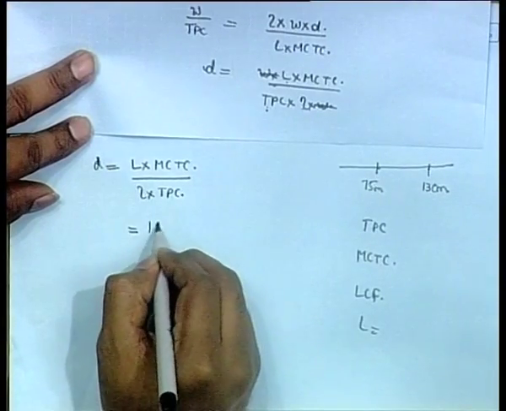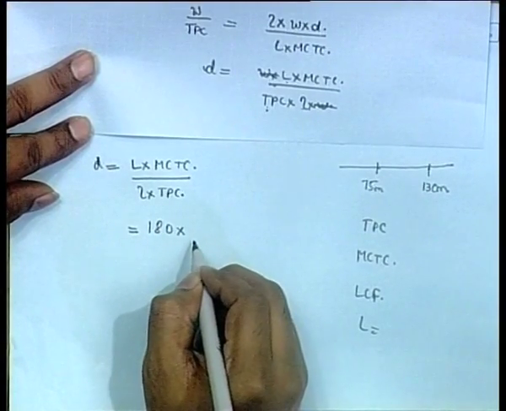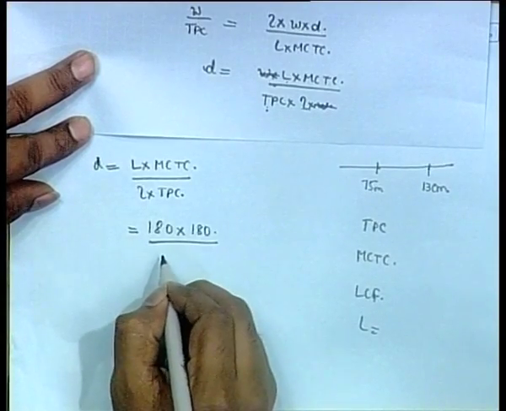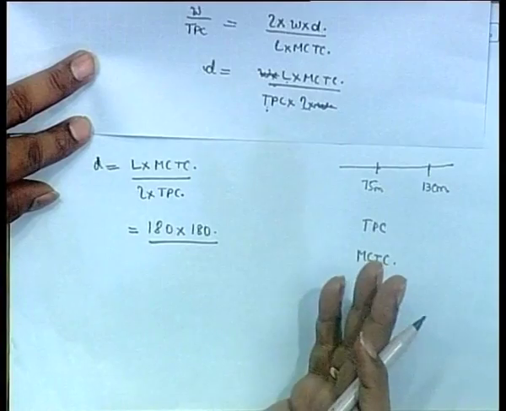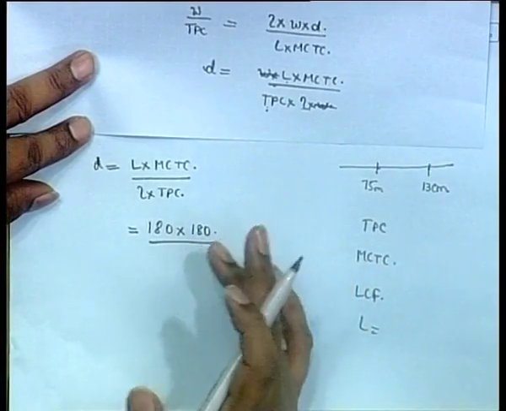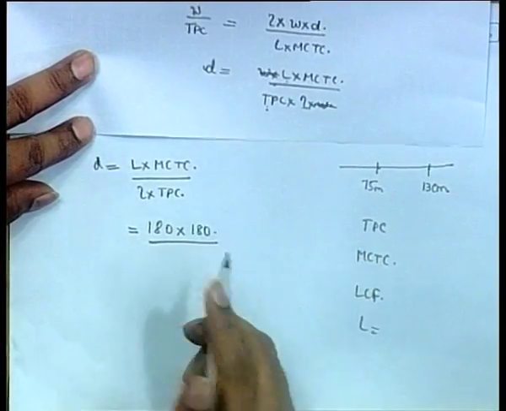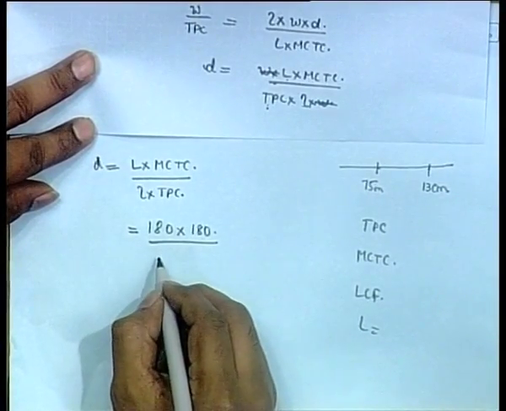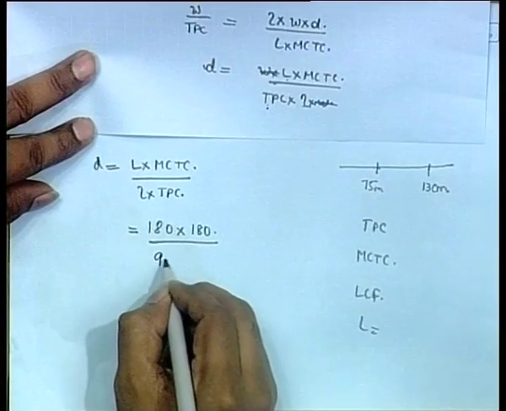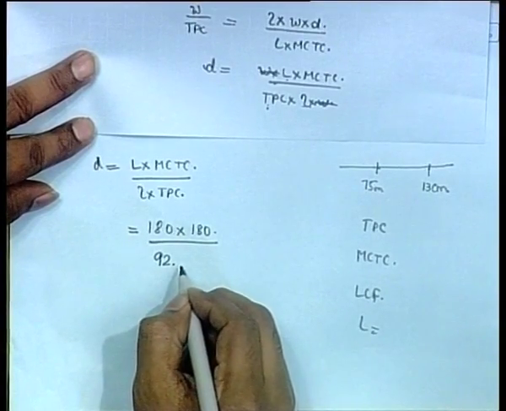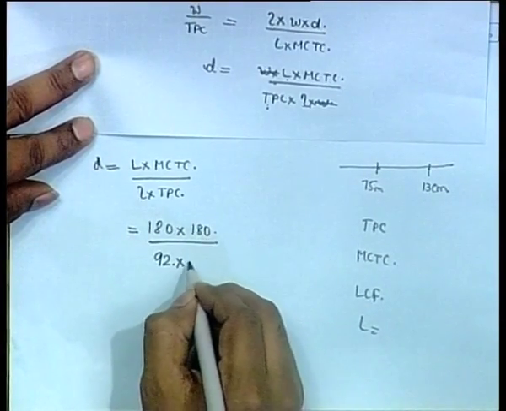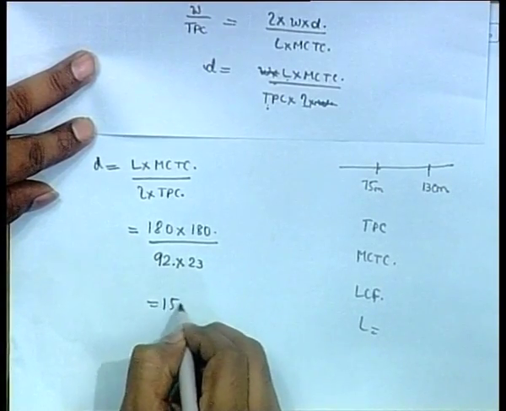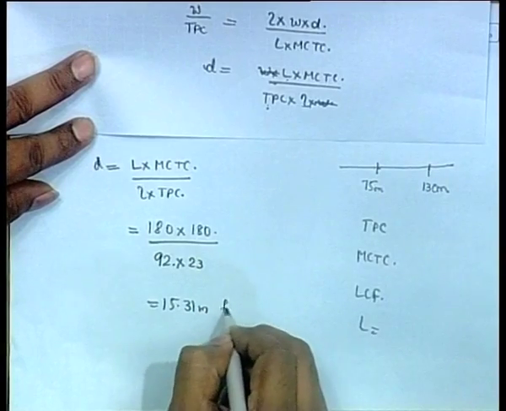Now, this is given, 180 is your length of the ship, MCTC is again given to be 180. The only problem here is to know exactly what each of these small l, capital L, small w, d, etc. is. Everything you should know, and you are told that the LCF is at a distance 92 meters forward of AP and TPC is given to be 23 tons per centimeter. So, this will give you 15.31 meters forward of AP.